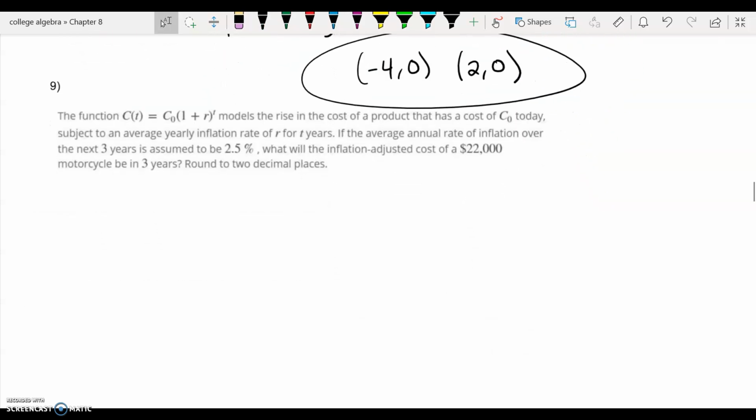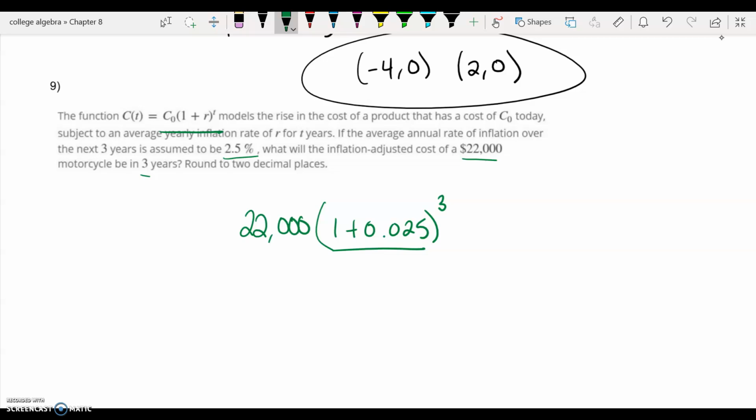This one, number 9, you're just plugging into the equation. They're going to give you a value, they're going to give you a rate, and they're going to give you a time. I just plug it in. So 22,000 to this equation times 1 plus 0.025. Write it as a decimal, to the third. You would do this first in your calculator, take it to the third power, and then times 22,000 to get your answer.